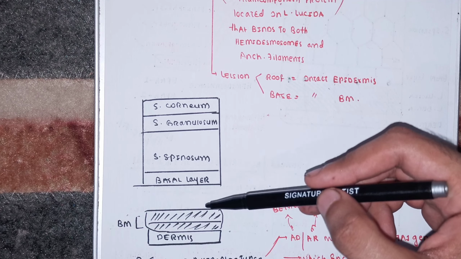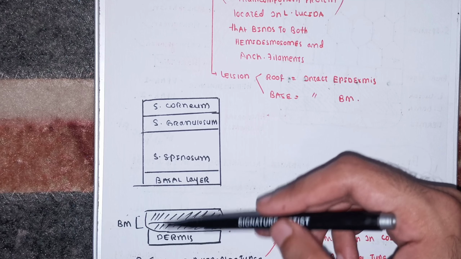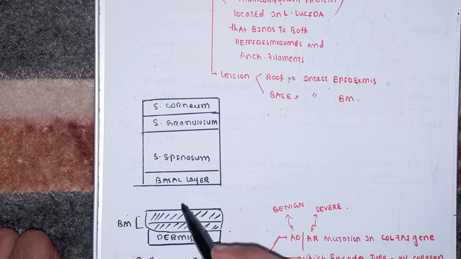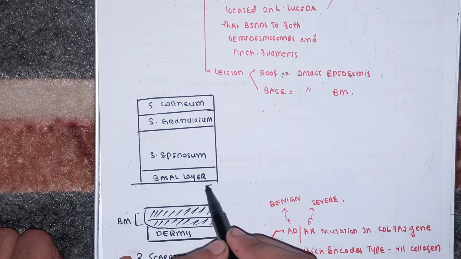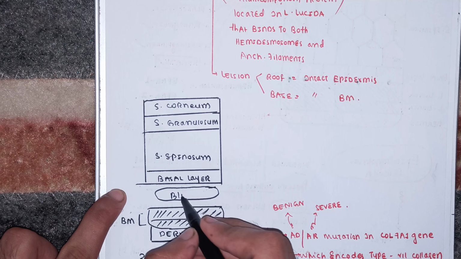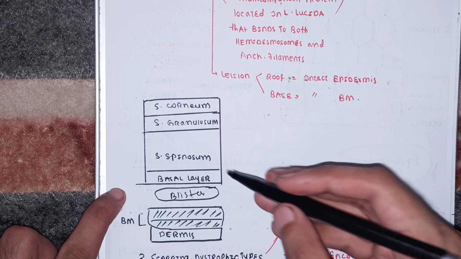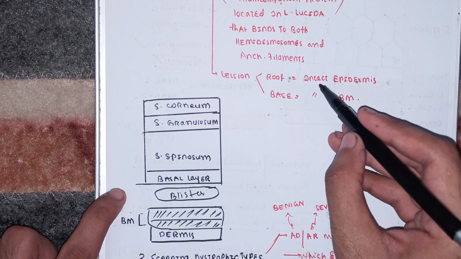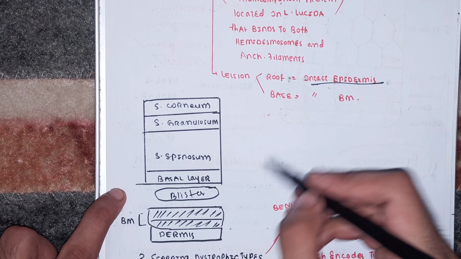Can you see all 4 layers of the epidermis are separated? And this is the basement membrane and dermis, and this is the free space left after the separation of cells, and this is the blister space. This is a fluid filled blister. Okay. What is in the roof of the lesion? Intact epidermis. What is in the base of the lesion?